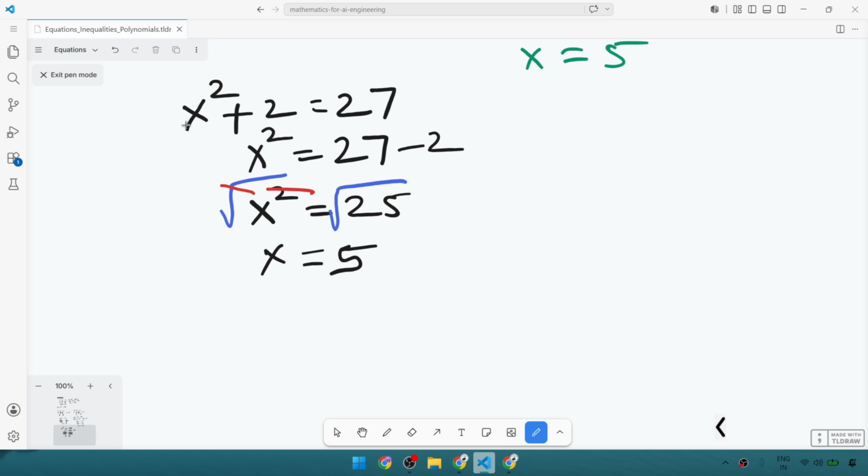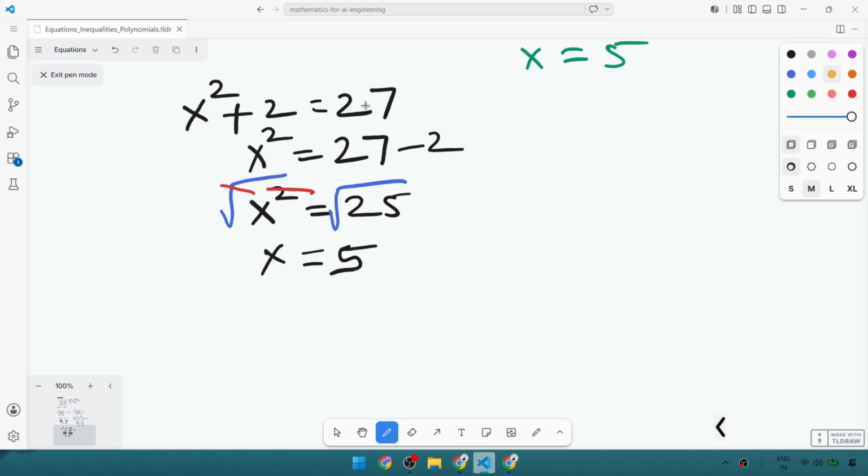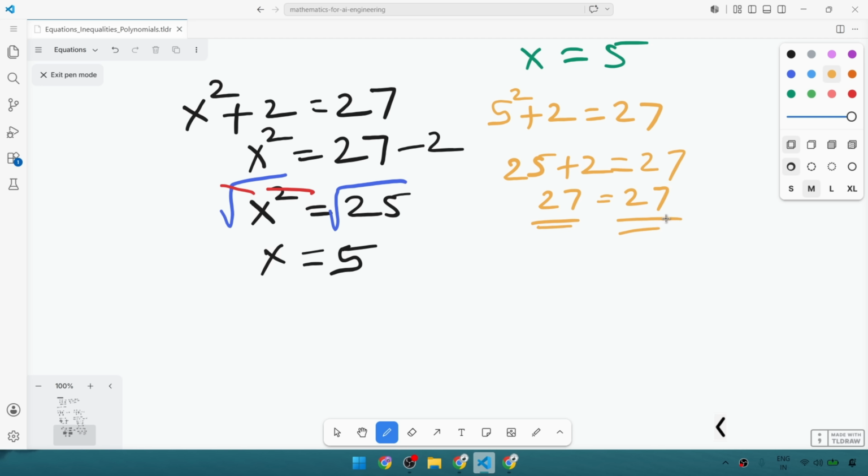Now we can prove it also. So here you replace value of x with this 5. So what it will be? It will be simply 5 square plus 2 equals to 27. And now 5 square means 5 into 5, which is 25 plus 2 equals to 27. Again 25 plus 2 means 27 equals to 27. So left hand side equals to right hand side, hence good.